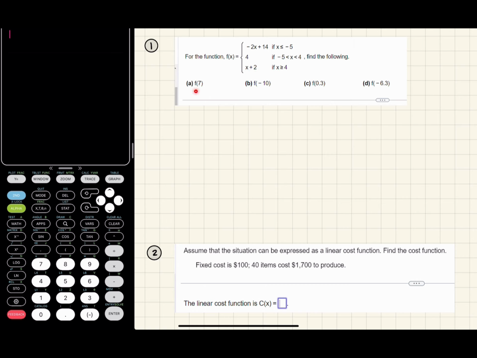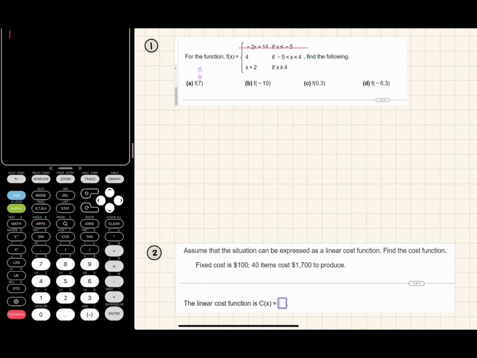So part A asks us to find f of 7. So what that means is they're giving us an x value. This number here represents x. They're giving us an x value of 7. In order to solve this, we need to figure out which of these rules 7 falls under. So let's take a look at this first rule here. Is 7 less than or equal to negative 5? No, it's not. 7 is definitely greater than negative 5.